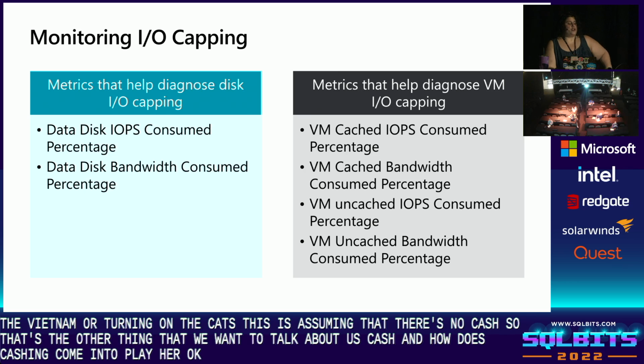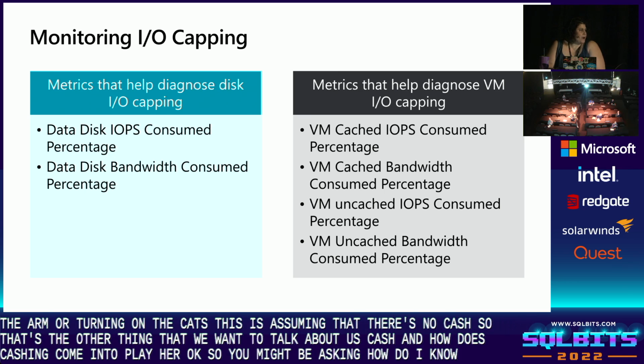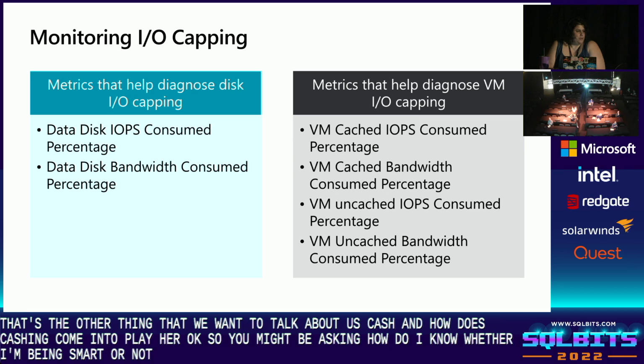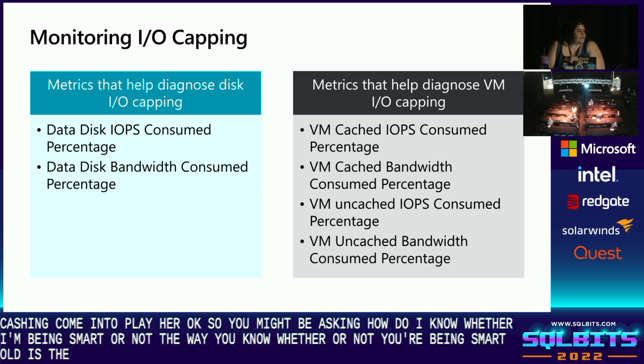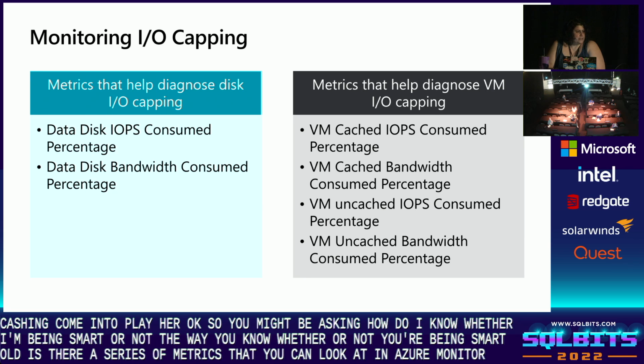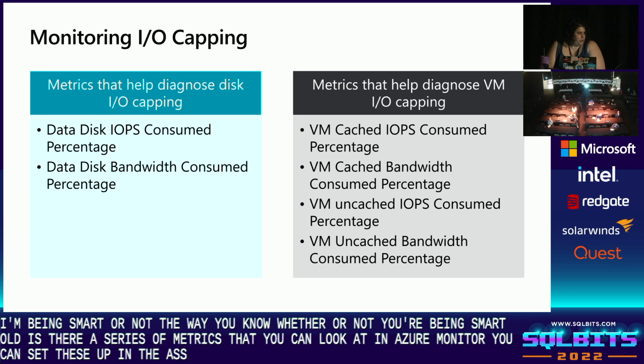Okay, so you might be asking, how do I know whether I'm being throttled or not? The way you know whether or not you're being throttled is there are a series of metrics that you can look at in Azure Monitor. You can set these up in the Azure portal. You can set up alerts if you want to.